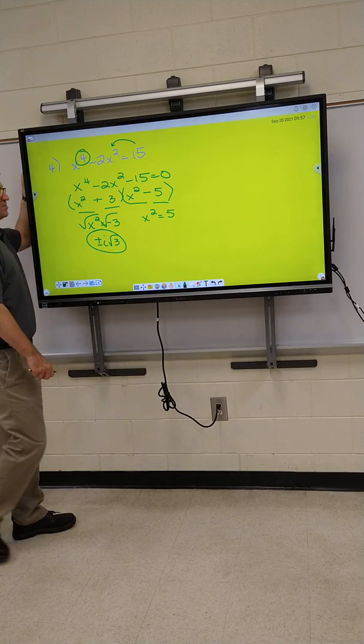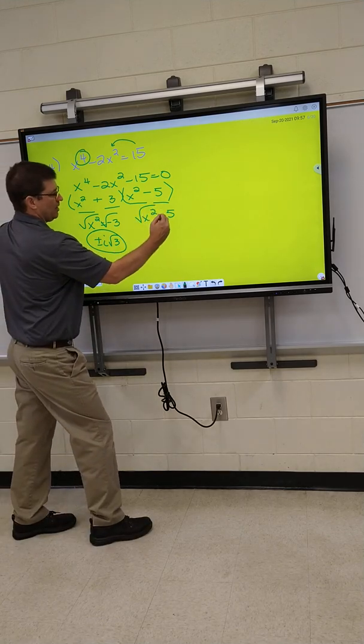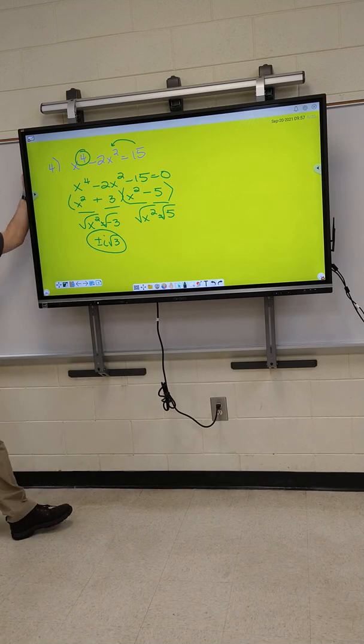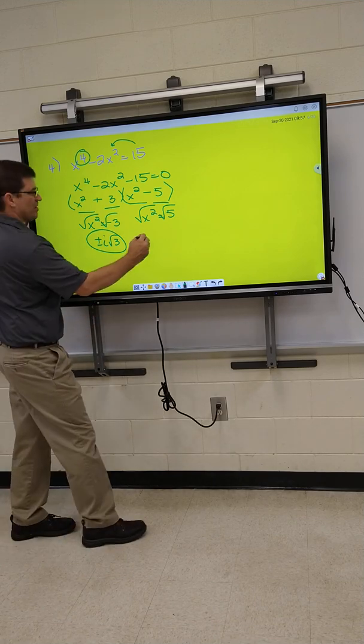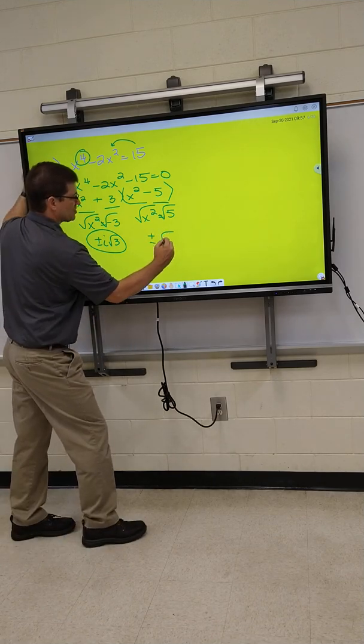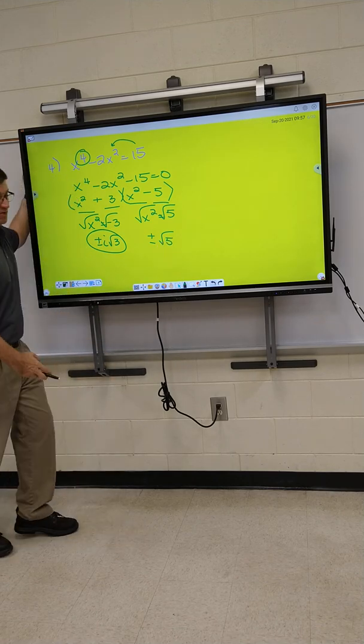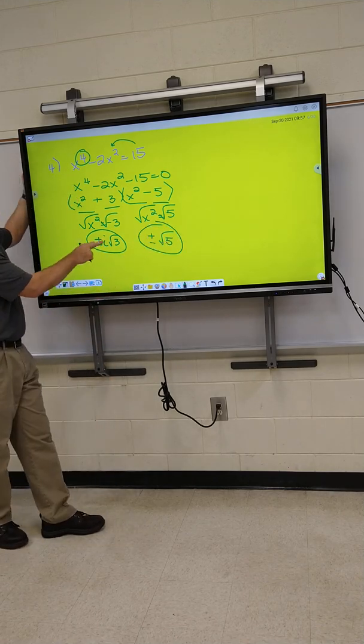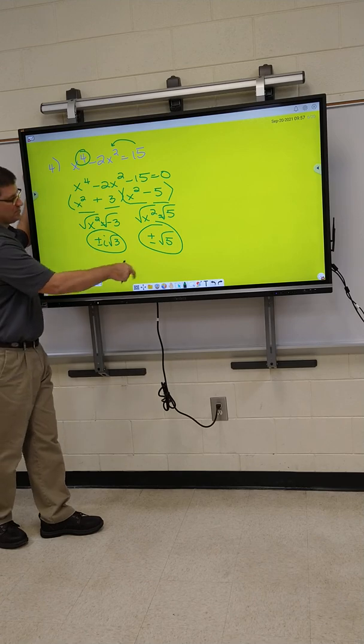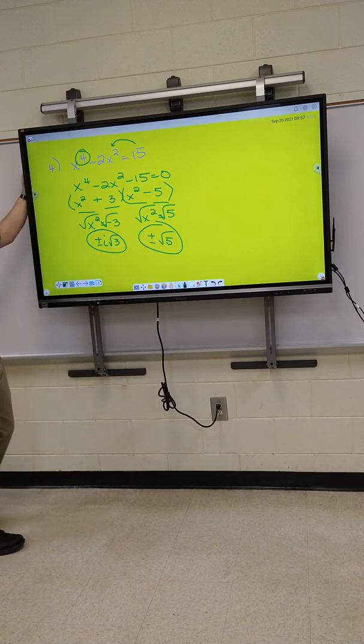Okay, what about the other side? Do the same thing. I got a square root of 5. Can I simplify it? Nope. So it's just plus or minus root 5. Now, we were supposed to find 4 answers, did we? Yes. 2 answers here with the plus and minus, 2 answers there. All right, so there's just one of those on the test.